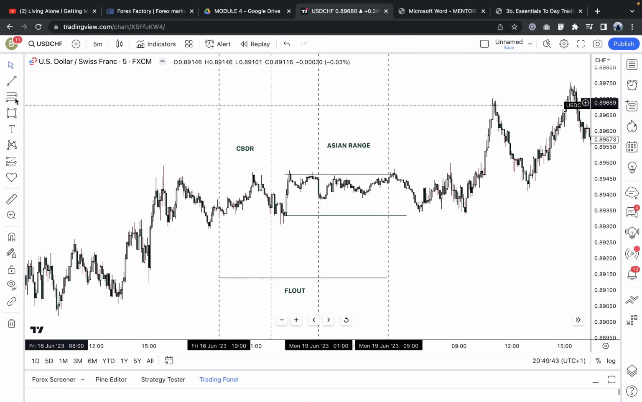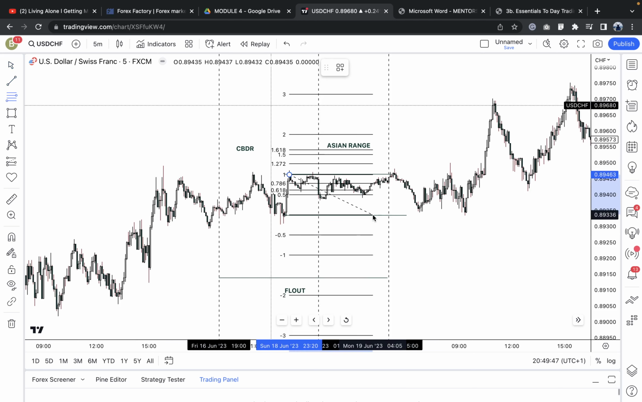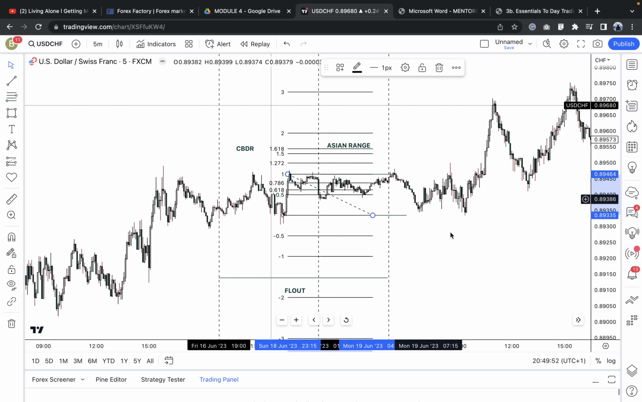And so we pull up our Fibonacci to identify standard deviation. Now, this is quite different from the central bank dealers range. With the central bank dealers range, all you need to do is just pull up your Fibonacci, and then you can go and look at the extension levels for your standard deviation.